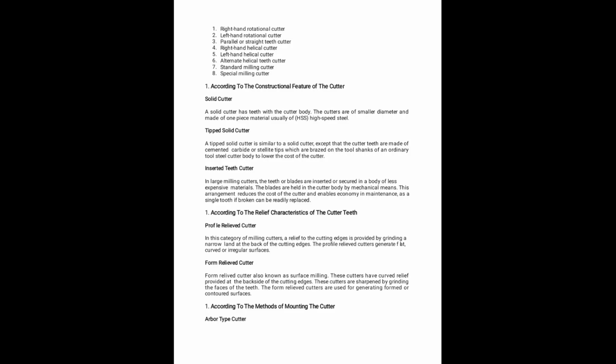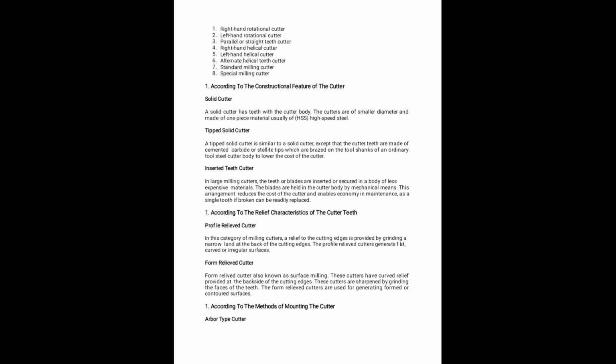According to the construction features of cutters, a solid cutter has teeth formed with the cutter body. Cutters are of similar diameter and made of one piece of material. Usually high speed steel is used for solid cutters. A tipped solid cutter is similar to a solid cutter except that the cutter teeth are made of cemented carbide or other very hard material, brazed on the tool shank of an ordinary tool steel cutter body.